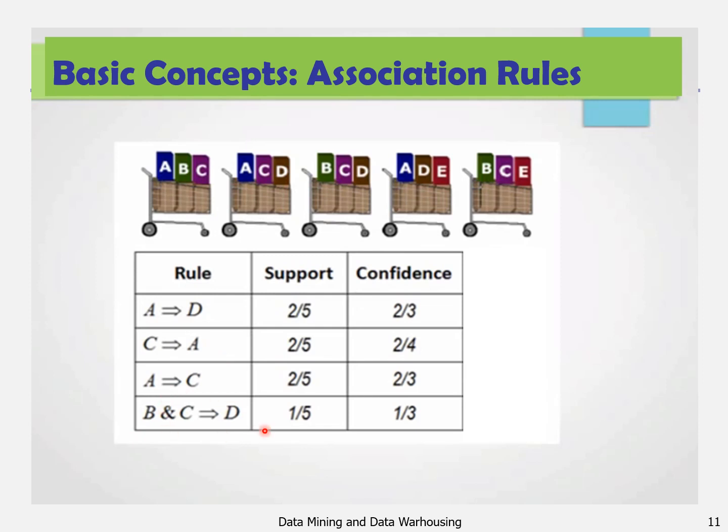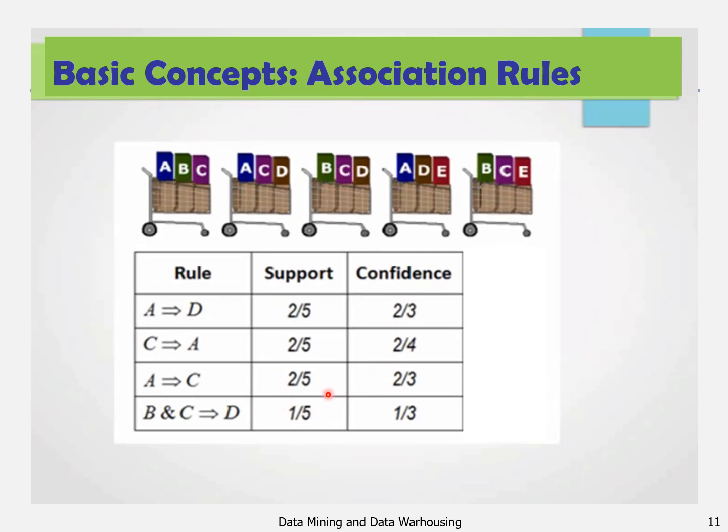Let's see this rule, which is B and C implying D. Now, B and C, let's see how many times happening. B and C, 1, okay, 2, and 3, okay. Now, this is only this side. We want to see when do we have B and C and D. B and C and D, no, here, no. B and C and D, here, here, no, here, no. So it happened once out of the 5 times.